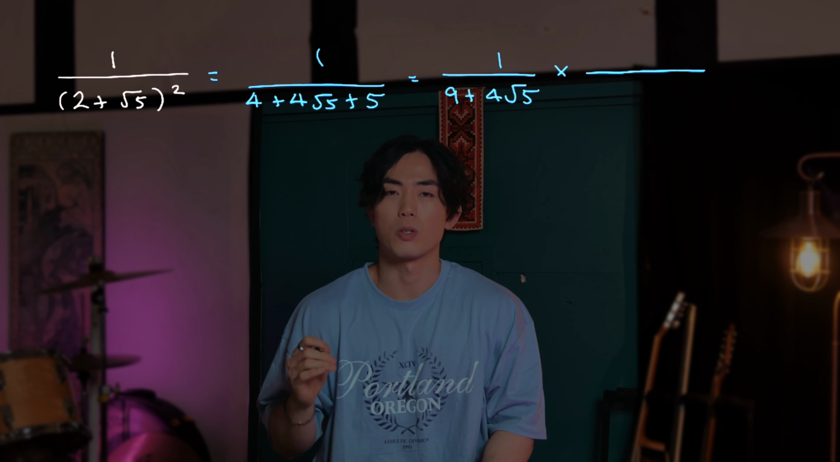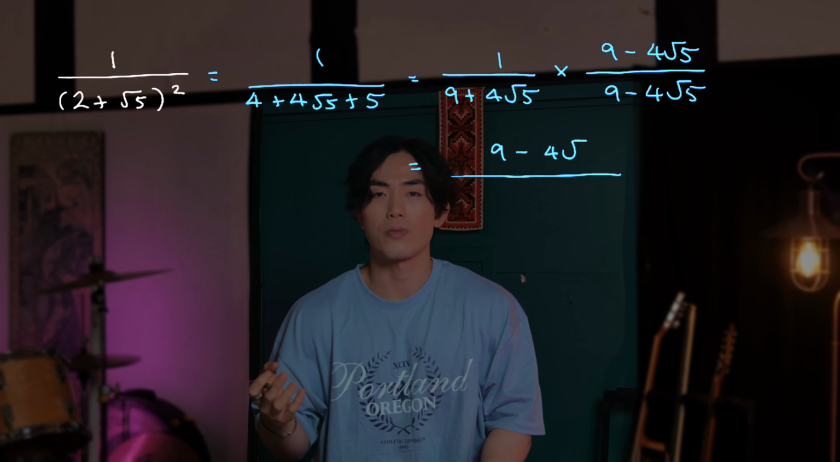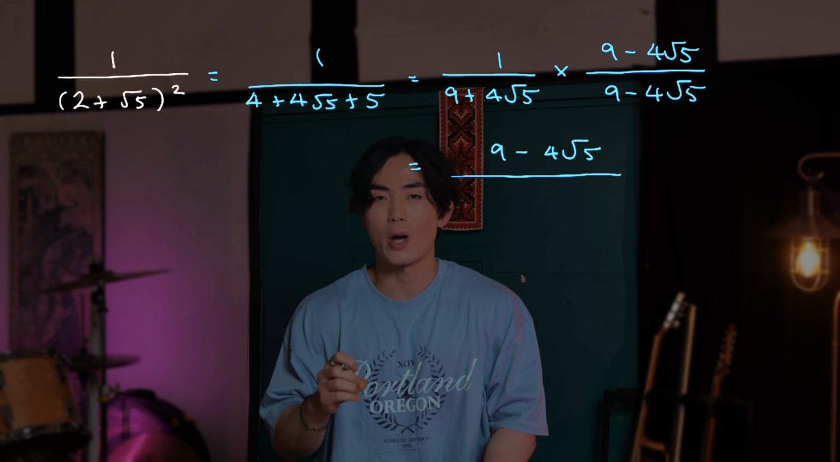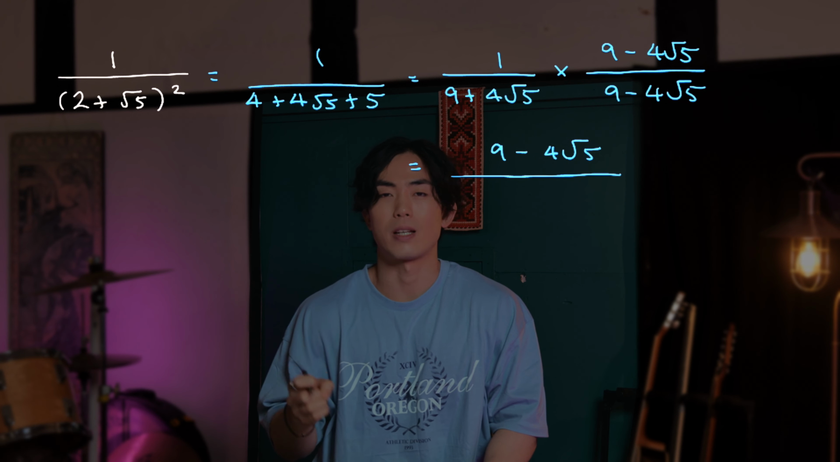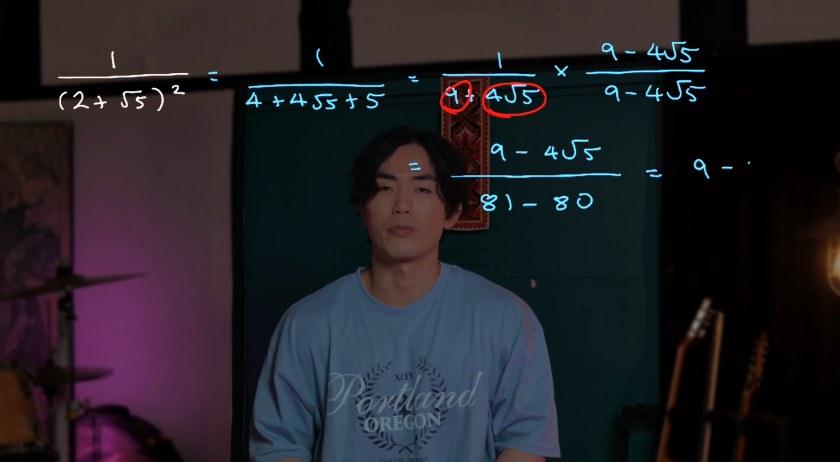So we multiply top and bottom by 9 minus 4 root 5. So on the top we get 9 minus 4 root 5. The denominator, remember, just square each term and then subtract. So 9 times 9 is 81. 4 root 5 squared is 80. So it's going to be 81 minus 80, which is 1. So we'll be left with 9 minus 4 root 5.